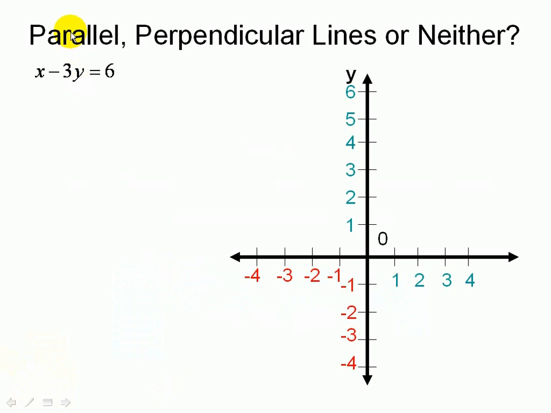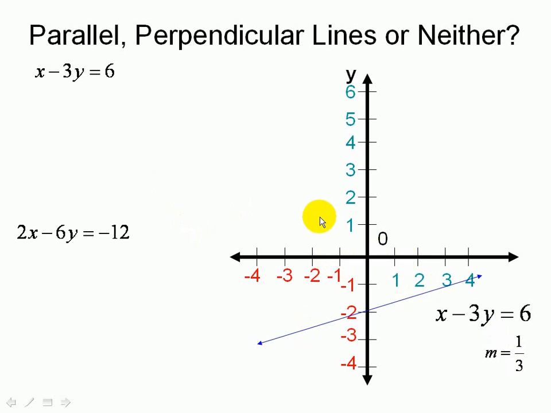Now we're going to look at a couple examples where we want to determine whether a line is parallel, perpendicular, or neither. So let's say we have one line described as x minus 3y equals 6. That's shown here. And in this case it has a slope of 1/3. We have another line of 2x minus 6y equals negative 12. That's shown here.